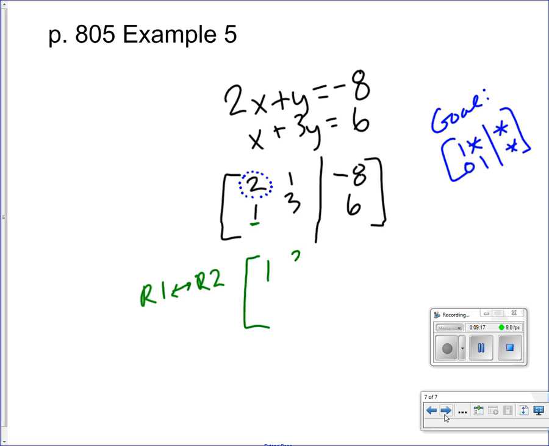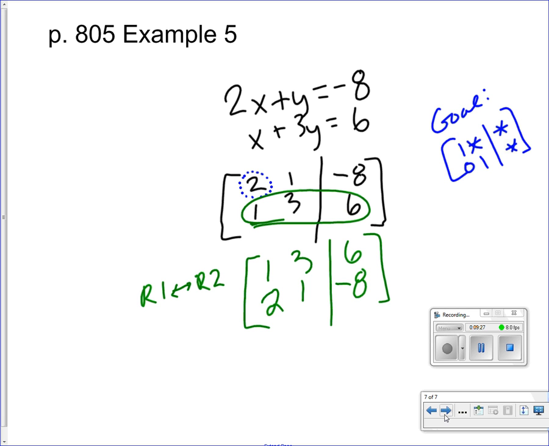And so now row 1 is 1, 3, 6. Okay, you're switching everything. That's moving to the top row. And the bottom row is now 2, 1, -8. And I did that so that I would have a 1 at the very top corner of that matrix. Okay, so I'm going to work down the staircase.